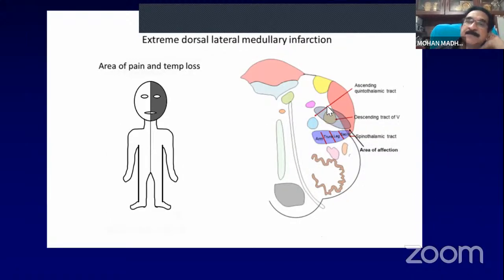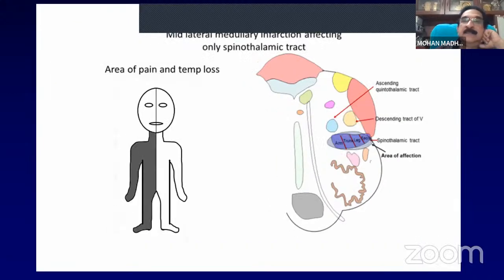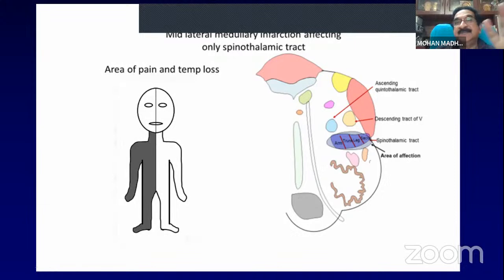Suppose it so happens that the lesion happens only to affect the descending nucleus, you only get loss of pain with that nucleus. So it may mimic that of a trigeminal nerve involvement. But here, touch will be spared in the case of medullary lesion, whereas in trigeminal nerve involvement, touch will be affected. Then, if only spinothalamic tract is affected, you get the entire face spared, only body will be affected. Again, what will you consider? You may erroneously suspect that the patient has got a spinal cord involvement.